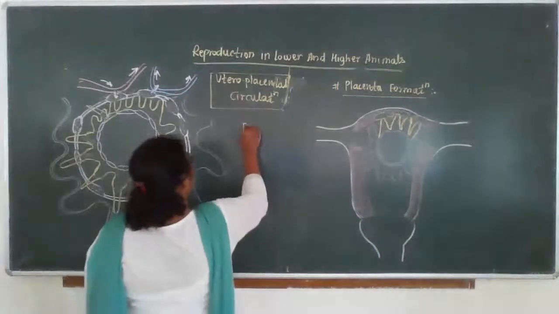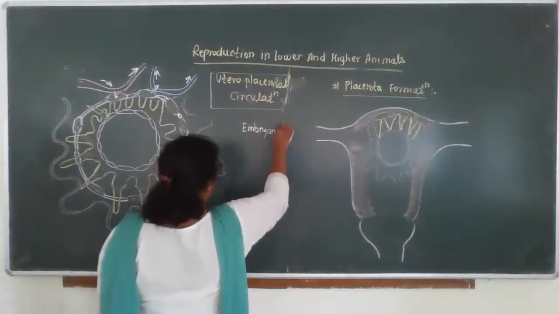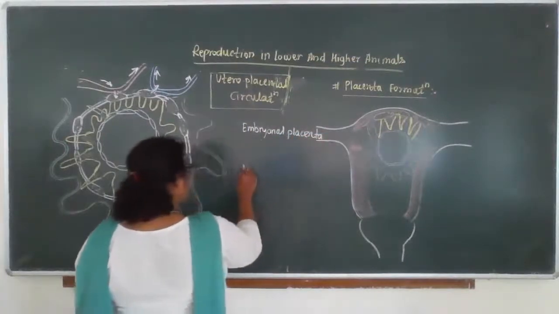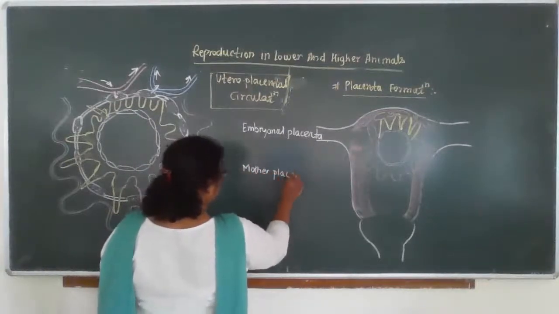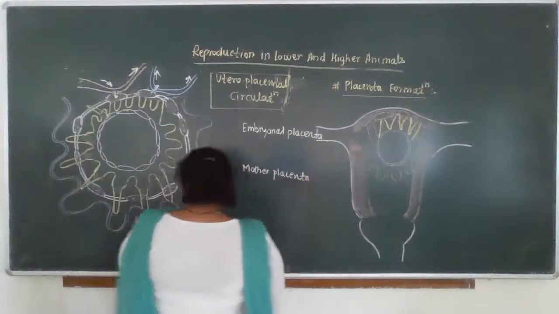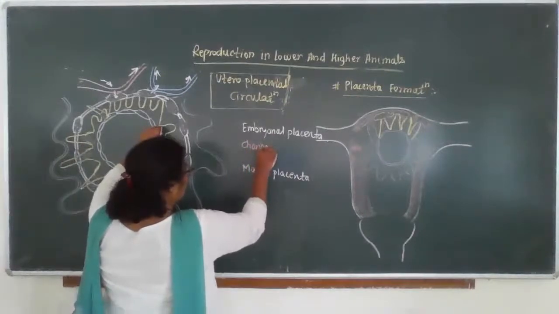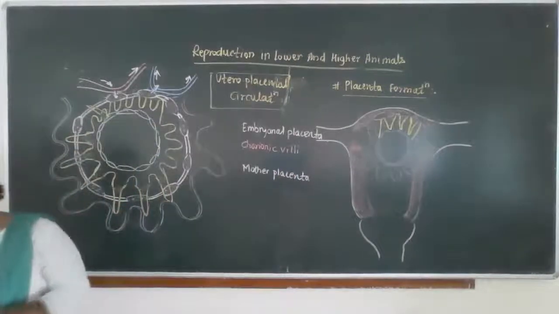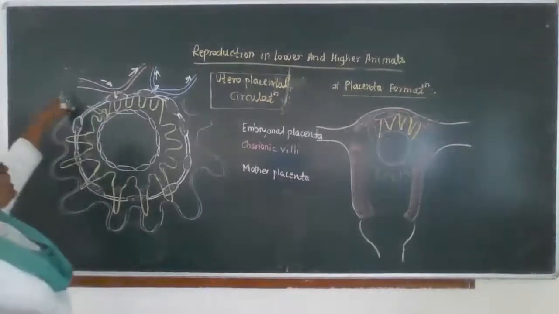So the placenta is of two types: embryonal placenta, and the other one is the mother placenta. The embryonal placenta is derived from the chorion, the chorionic villus, right? And then the next one is the uterine placenta.